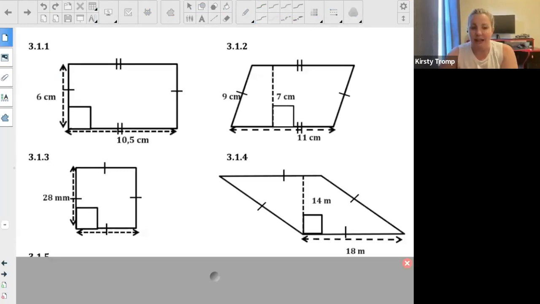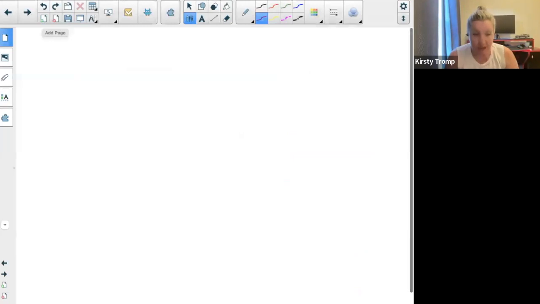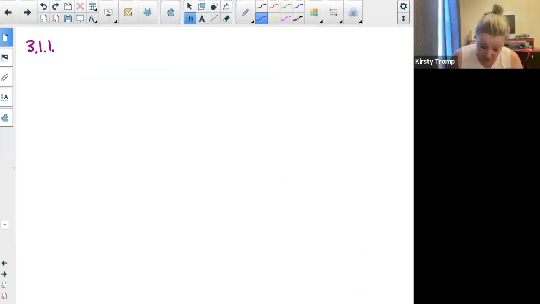Let's have a look. Who is looking to help me out here? I'm going to do the first one with you, and then I'm going to ask for help. So if I'm wanting to do number 3.1.1, that was a rectangle. So I go to my table that we drew and I say perimeter equals, and I'm going to use this formula, 2 open brackets, length plus breadth.